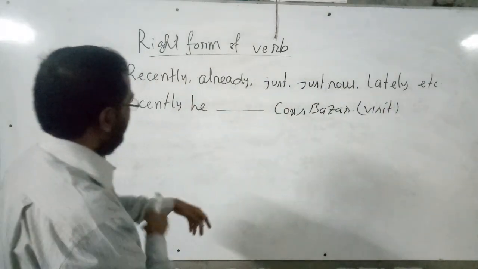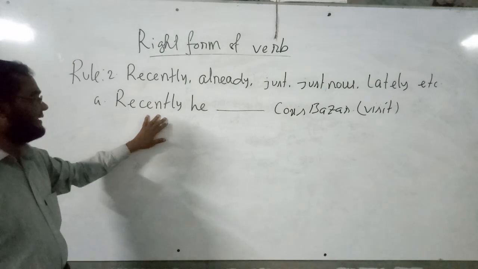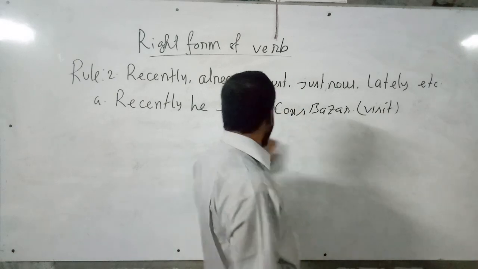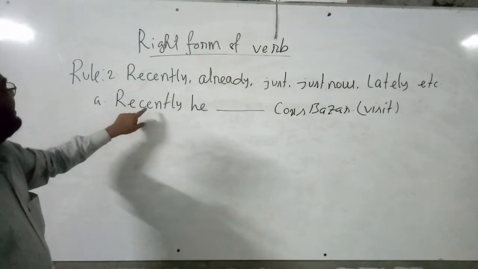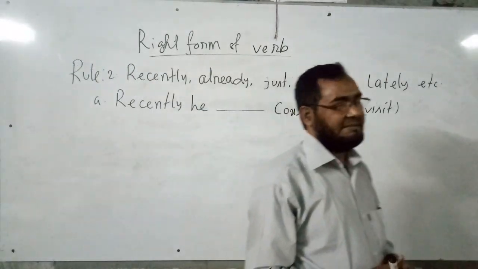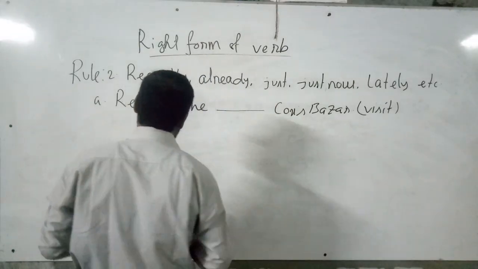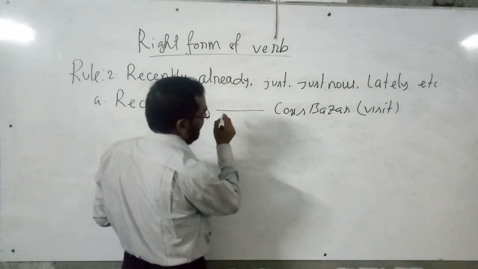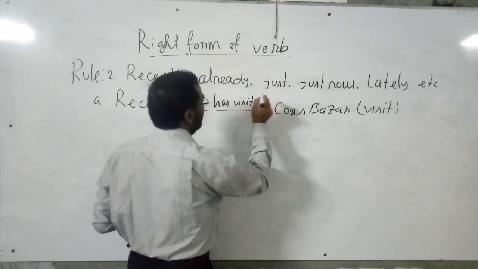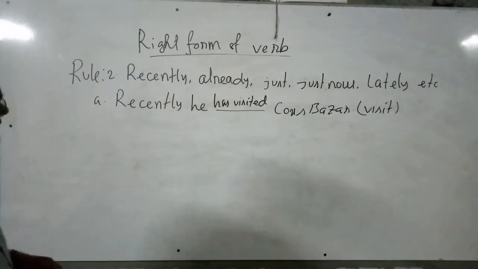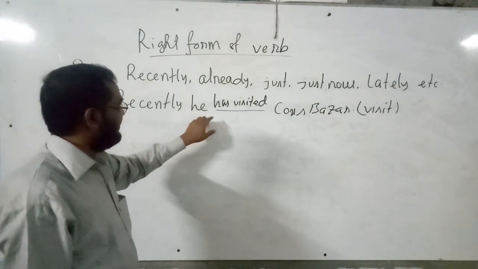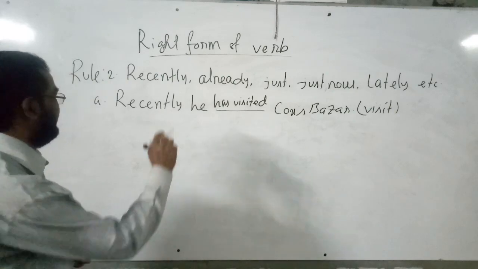Follow the example. Recently, he dash Pakshas Bazar. Here the verb is visit. As you find "recently," you can better understand that the sentence will be present perfect tense. The verb will be present perfect tense. Here the correct form of verb is "has visited." Here the subject is third person singular number, so you have to use "has visited."